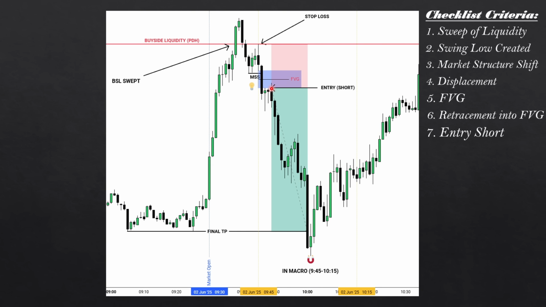We execute as soon as price retraces onto the edge of that fair value gap, because sometimes price won't retrace all the way to the middle of the fair value gap or the top of the fair value gap, so we rather enter as soon as it retraces into it. As soon as we're in the trade, the first thing we need to do is adjust our stop loss.